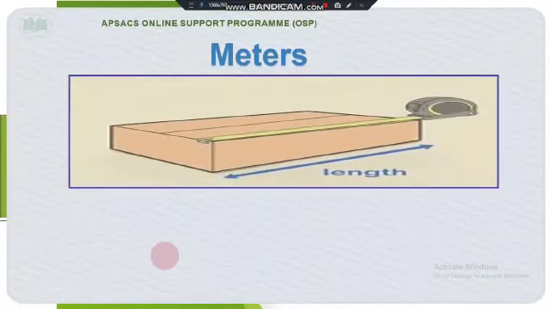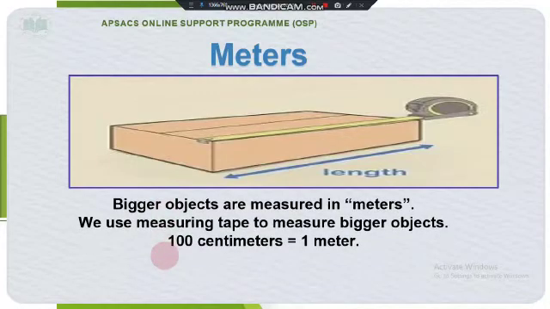Now, meters. Meters are used to measure bigger objects. Now you see here we have a box, a big box, or you can say a carton. We use meters to measure bigger objects. So for this, which tool will we use? Very good. Measuring tape. We will use measuring tape to measure bigger objects. Now students, I have told you before that 100 centimeters is equal to 1 meter. When an object is 100 centimeters long, it means it is 1 meter long.